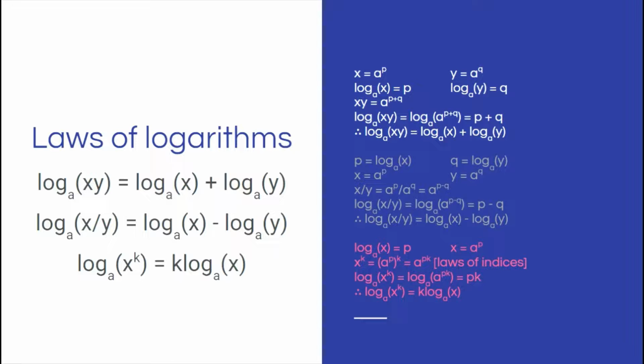This means that log to the base a of x is equal to p, and log to the base a of y is equal to q. So, if we do x times y, this is equal to a to the power of p plus q, because of the laws of indices. So if we have a to the power of p times by a to the power of q, we get a to the power of p plus q.